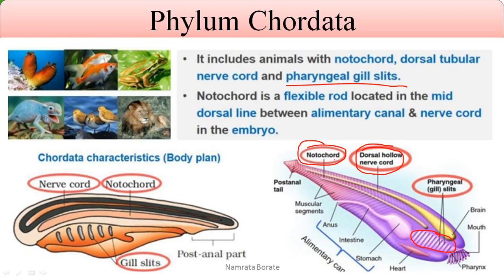The notochord is a flexible rod located in the mid-dorsal line between the alimentary canal and the nerve cord in the embryo. So you can see here the alimentary canal, the nerve cord, and in between them the notochord.